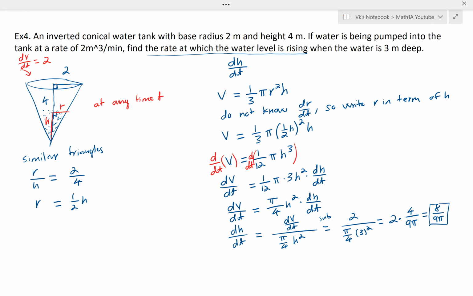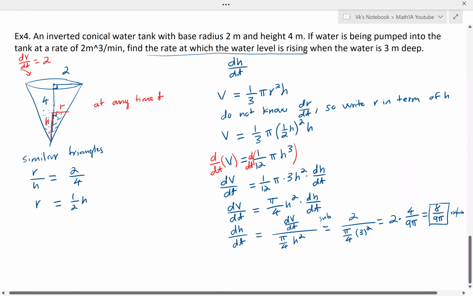The unit is meters per minute. Pretty nice problem.